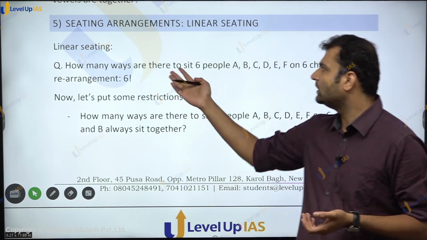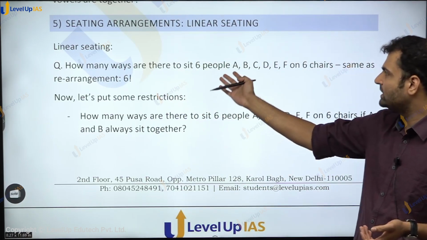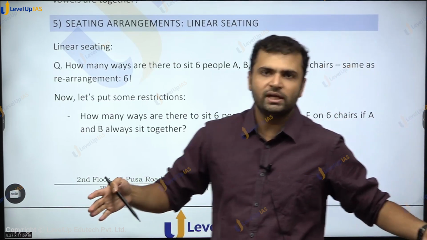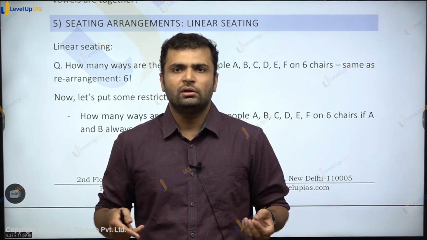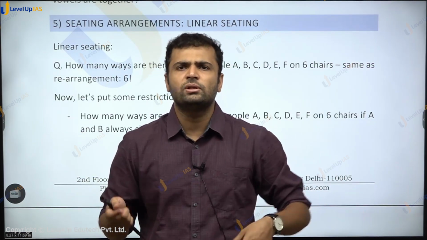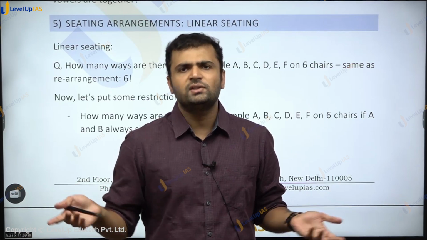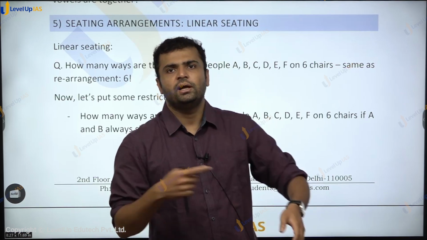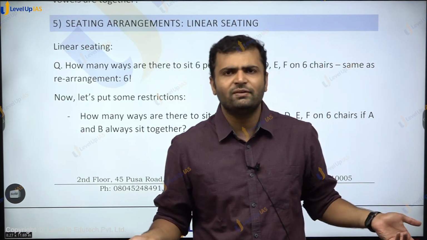Linear sitting. Basically, the question is how many ways are there to sit 6 people A, B, C, D, E, F on 6 chairs. We have 6 chairs and 6 people. So all 6 of them will sit and they can just rearrange among themselves. So how many ways are there to rearrange? 6 factorial, right? We know that the number of possible rearrangements of n different people will be n factorial, here 6 factorial.